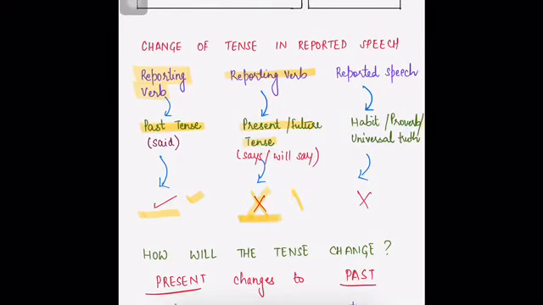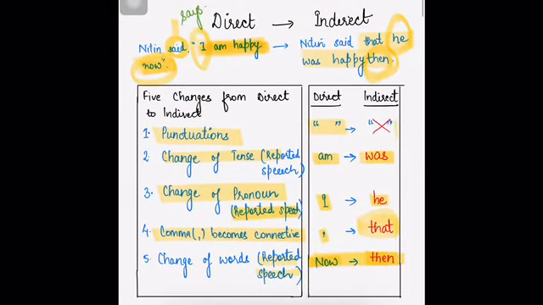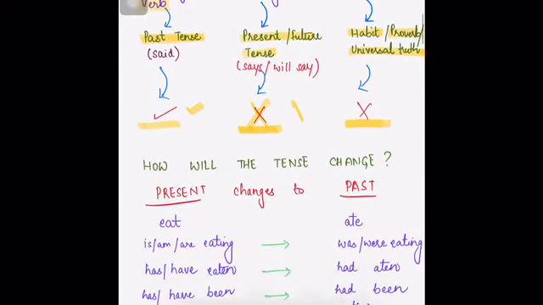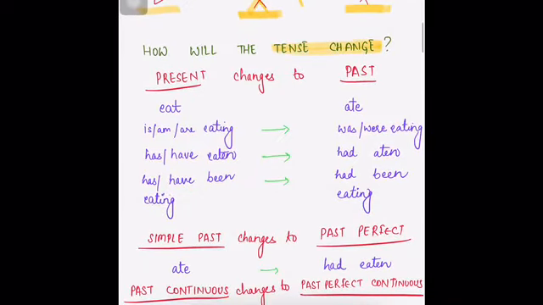Similarly, in the reported speech, that is whatever is inside the inverted commas, if it is a habit, proverb or universal truth, there will be no change in the tense. So whatever is inside the inverted commas, that is reported speech, if it happens to be habit, proverb or universal truth, we will not make any change in the tense. So how will the change take place in the tense? We'll be studying about the change in the tense.